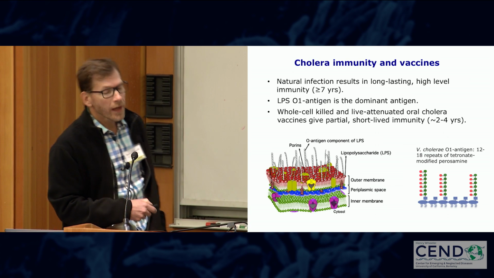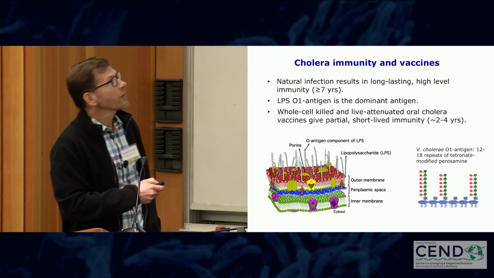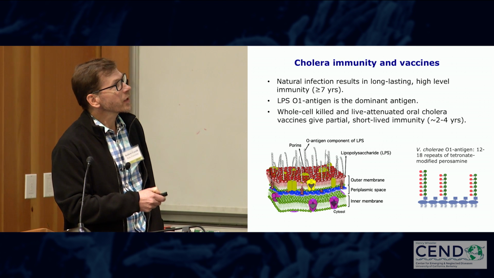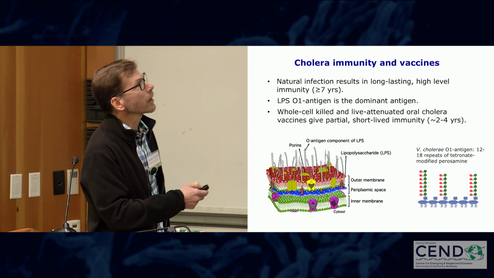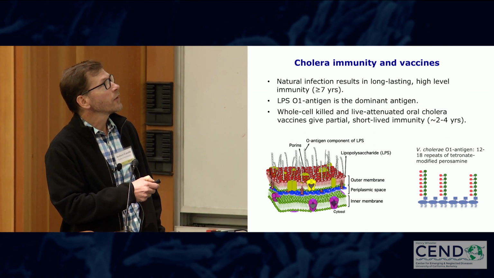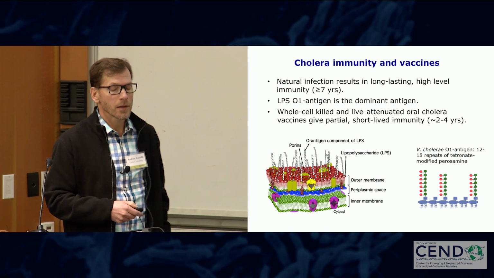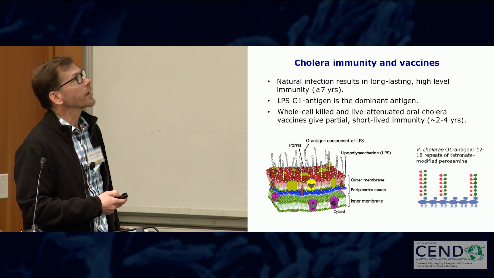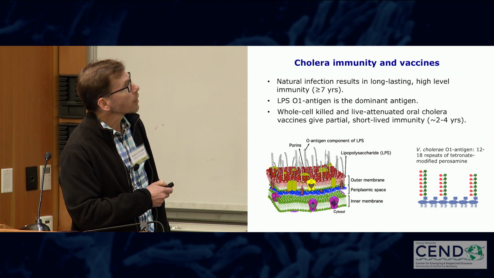So why do we still have cholera outbreaks? There are vaccines, whole cell killed vaccines and live attenuated vaccines, and they give partial, short-lived protection, which is good, but it's not nearly as good as if you survive a bout of cholera, where you have high-level, long-lasting immunity that lasts greater than 7 years. And so these vaccines are being used, but mostly on a clinical trial basis. And it's a problem that we've heard about in previous talks: cholera strikes mostly in poor areas of the world that can't really afford widespread vaccination. So that continues to be a problem.